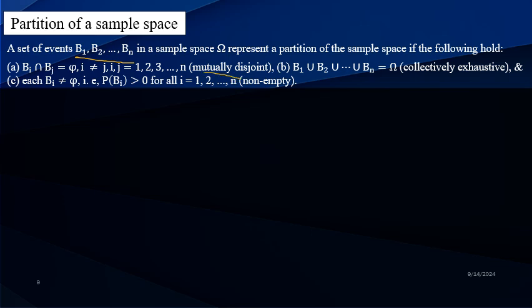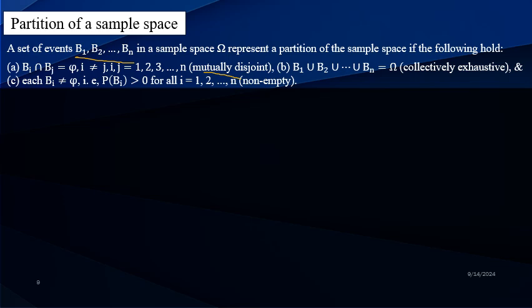This is the first property of defining a partition. The second property is collectively or totally exhaustive in nature. What does it mean? If you take the union of all those partition members, it will give back our sample space. That means these partition members take care of all possible outcomes of the random experiment. We are not leaving out any outcome.